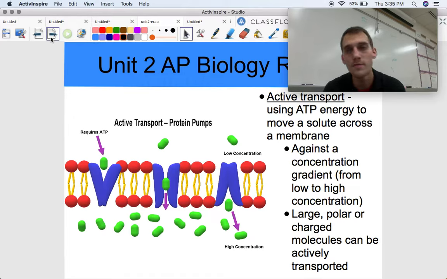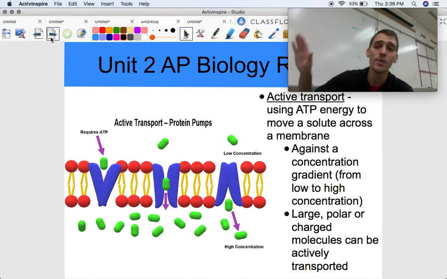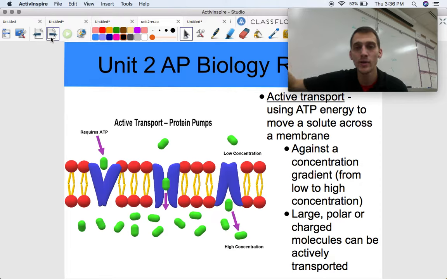All right, what if a cell needs some ions? What if it needs some glucose? What if it needs some particles that can't really pass through the bilayer? Or what if it really needs to get rid of some stuff and make it go against the concentration gradient? That's what we have active transport for.